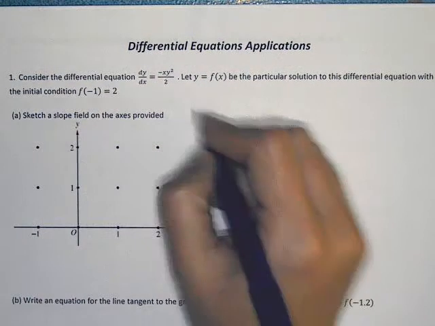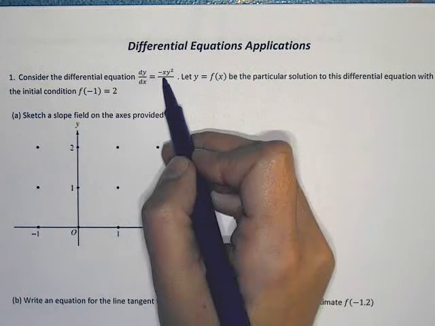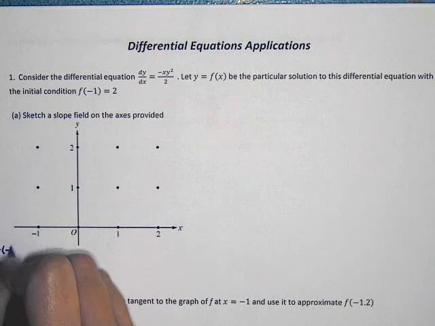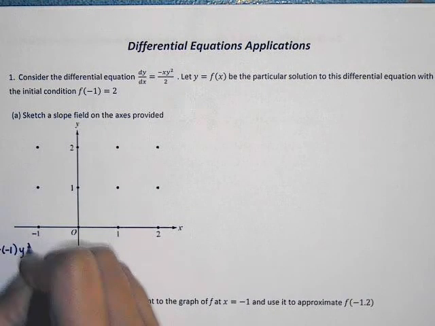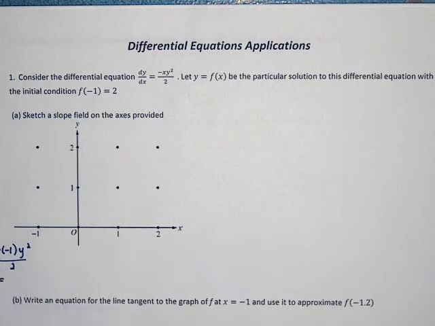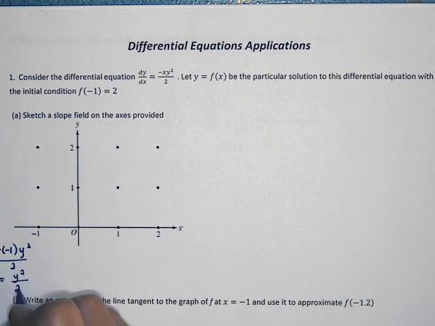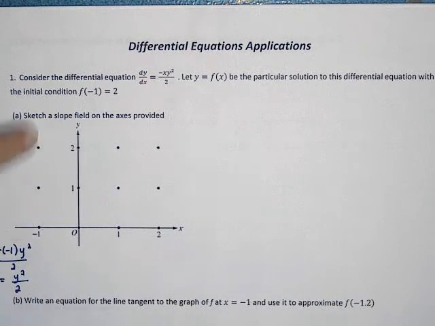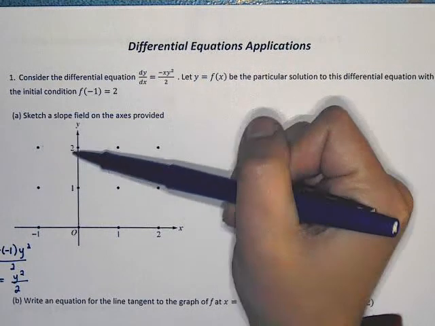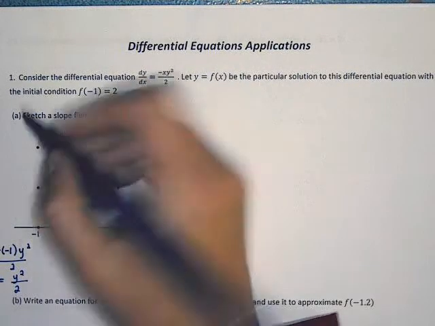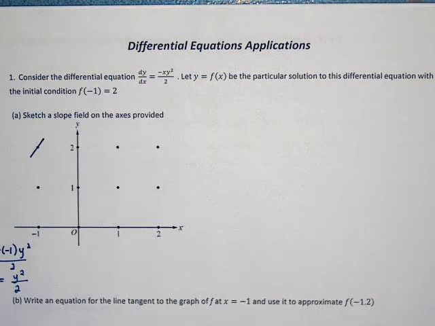Let's start with all the places where x is negative 1. If x is negative 1, then my differential equation becomes negative 1 times y squared all over 2. Now, two negatives make a positive, so it's really just y squared over 2. So this entire column of the graph is going to have slopes that are equal to y squared over 2. So let's graph those. Here, the y value is 2. 2 squared is 4, divided by 2 is 2. So I'm going to make an uphill slope.